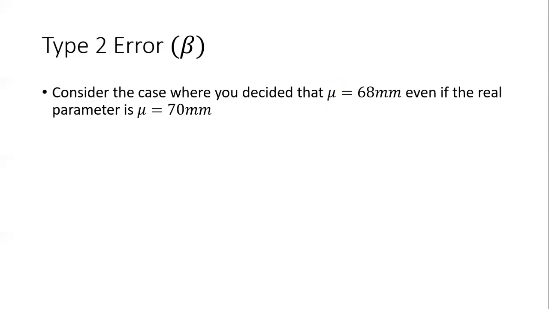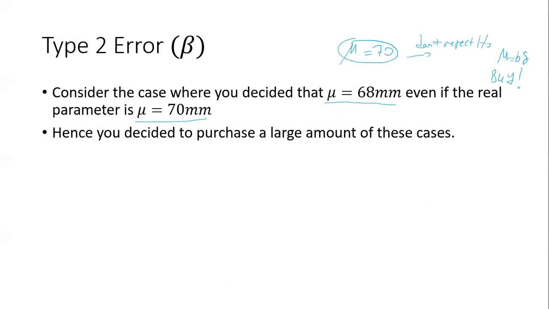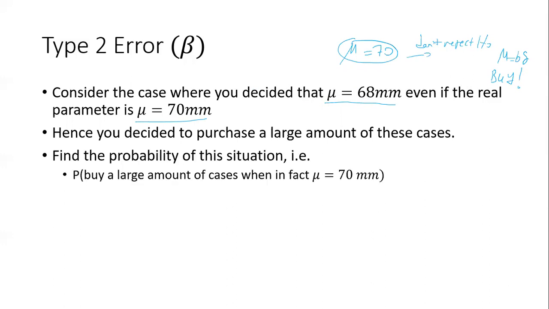Let's try to illustrate this. Consider the case where you decided that mu is equal to 68 millimeters, even if the real parameter is 70 millimeters. So what does it mean? Even if the factory is producing with mu equal to 70, you don't reject H0, and so you think the real mu is equal to 68 and decide to buy. Let's find the probability of this situation.